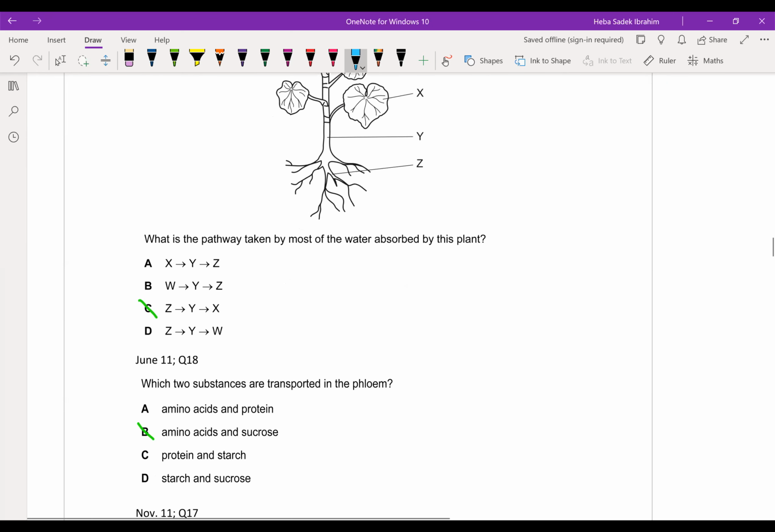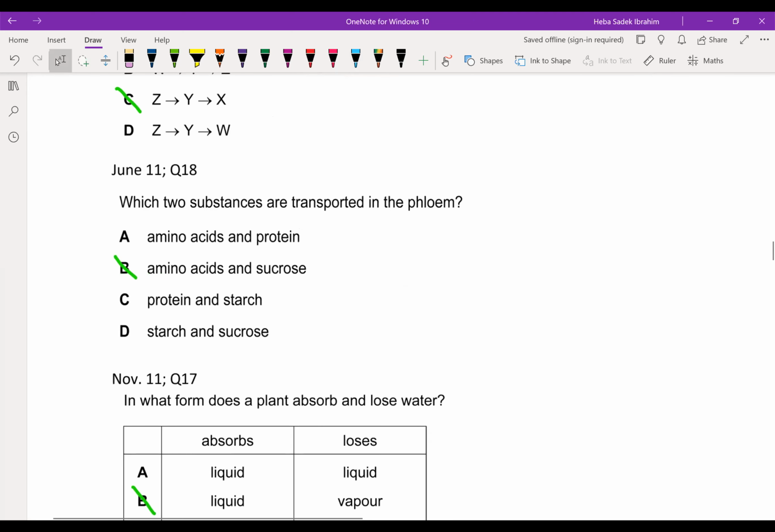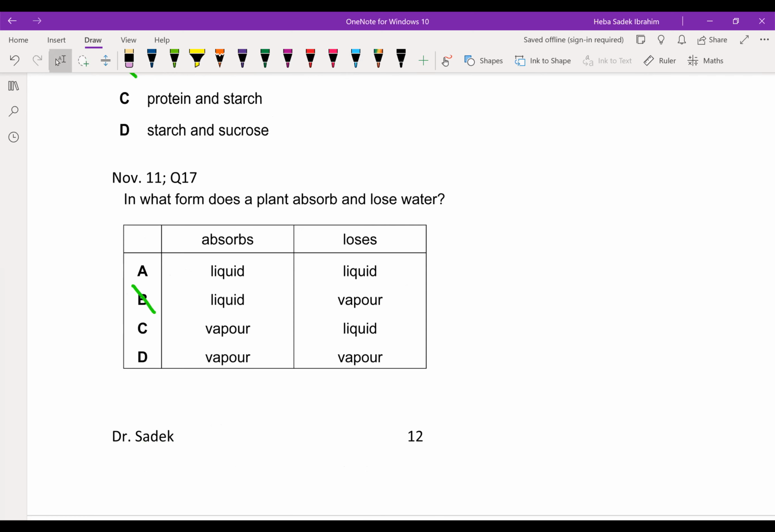Which two substances are transported in the phloem? Amino acids and sucrose. Stick tack مفيش كتر كلام. In what form does a plant absorb and lose water? لسه مجاوبين واحد زي ده في الأول. It comes in as water liquid and leaves the plant as water vapor.